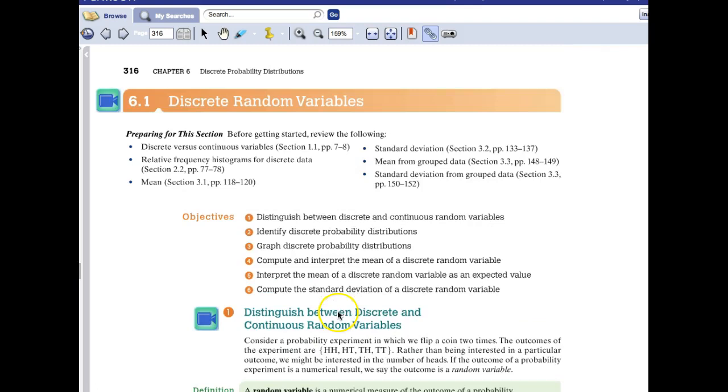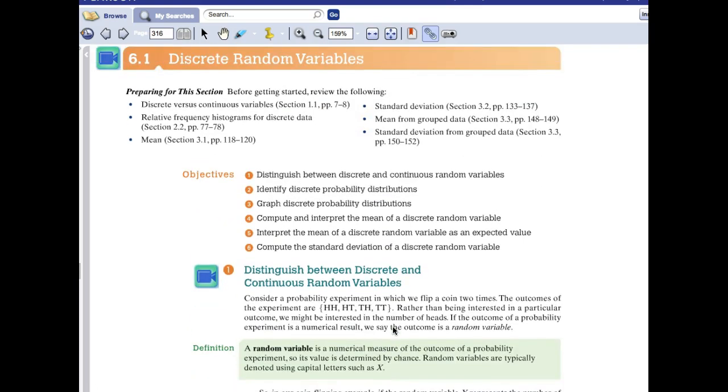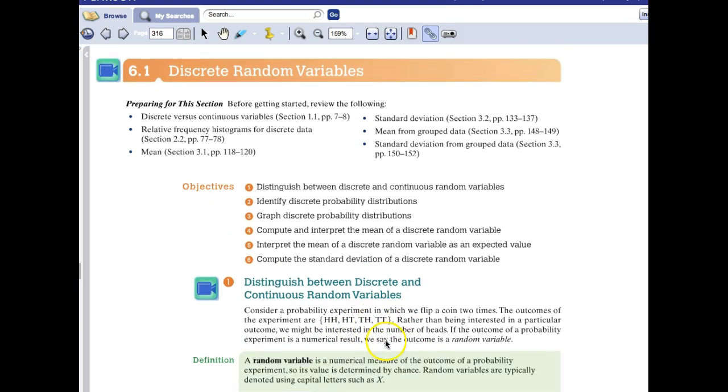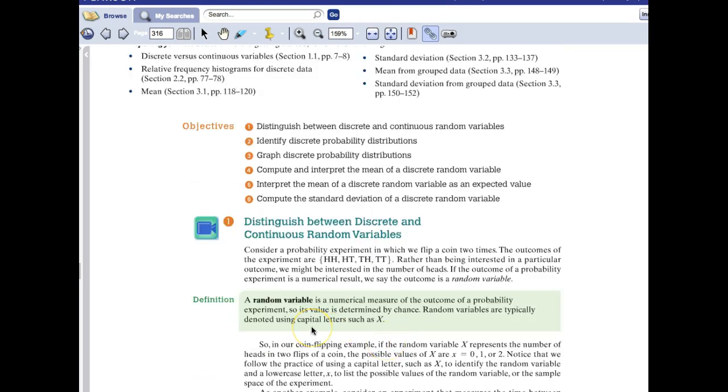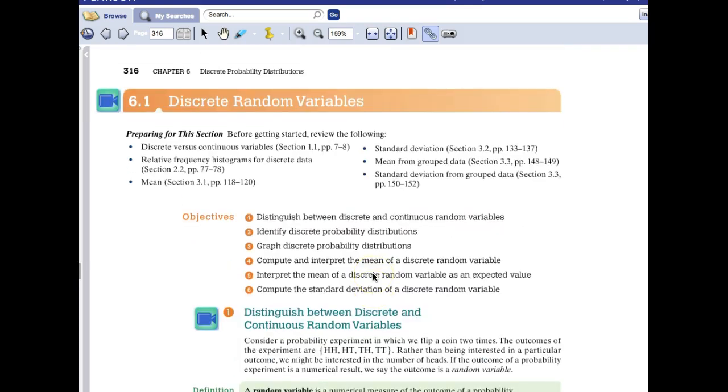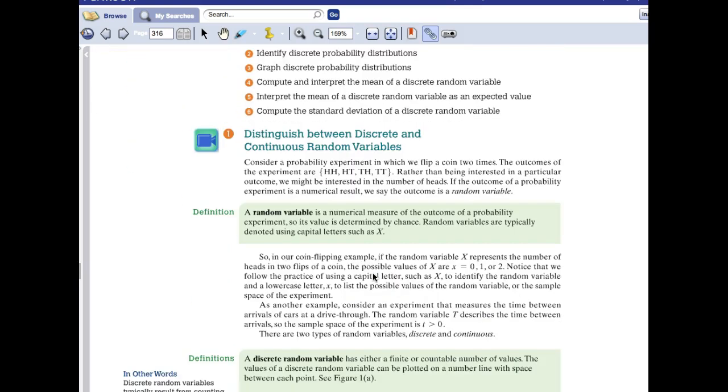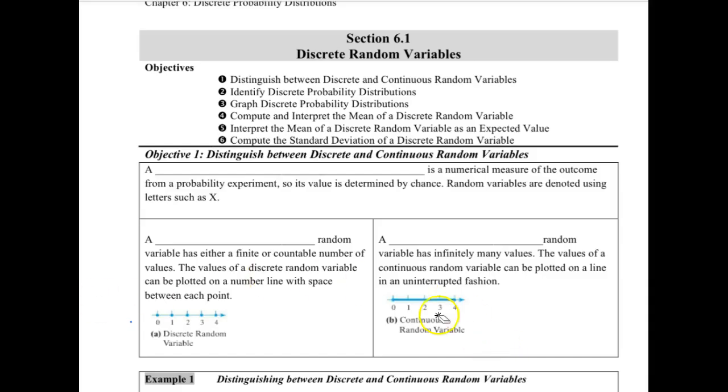So what's the probability of getting 2 heads? What's the probability of getting 1 heads? You can see that would be 3 out of 4 in this case. And the random variable, again, is a numerical measure of the outcome of a probability experiment. And again, the outcome we're interested in is related to a numerical result. So let's take a look at what you would be putting here.